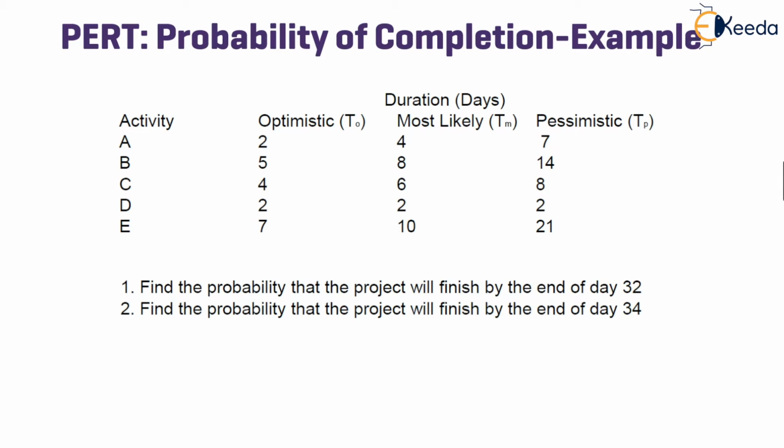So we have to first calculate the project duration. The next questions given are to find the probability that the project will finish by end of 32 days. Also find the probability that the project will finish by end of day 34.